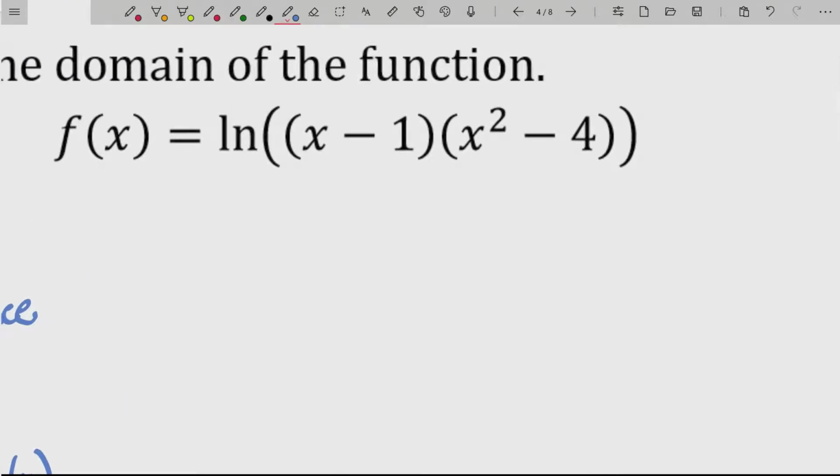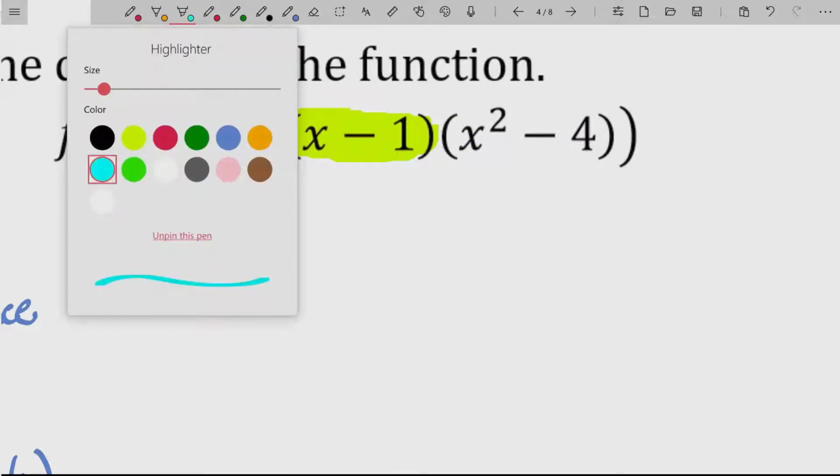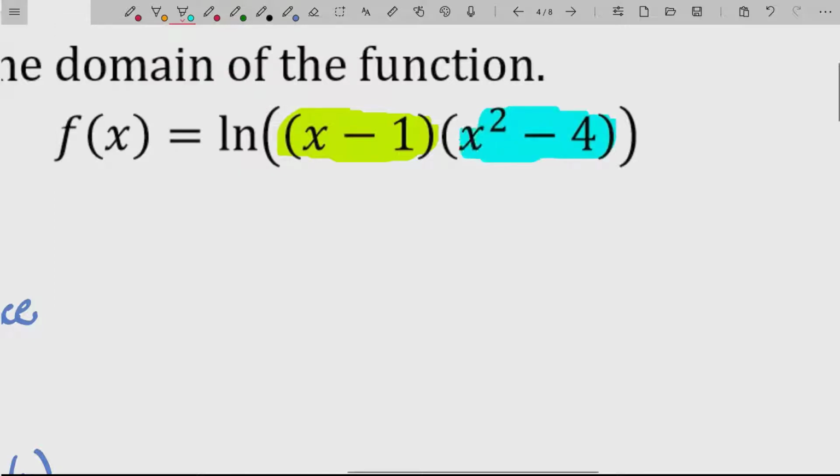Our function is just the natural log of a product of two objects. And notice that I'm saying it's just a product of two objects. I'm not saying it's x minus 1 times x squared minus 4. The reason why is because you really want to just start looking at pictures as just that. These are two different pictures. I have a yellow picture, let's say, and a blue. Let's highlight this blue. I have a blue picture as well.